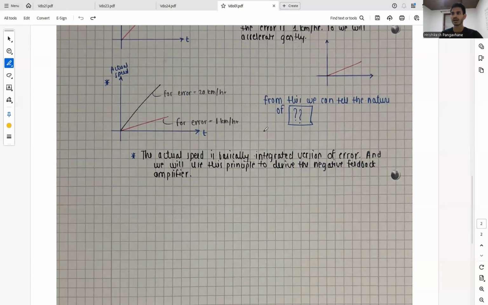We will use this principle to derive the negative feedback amplifier in our next video.